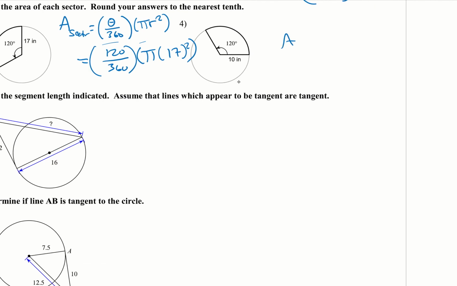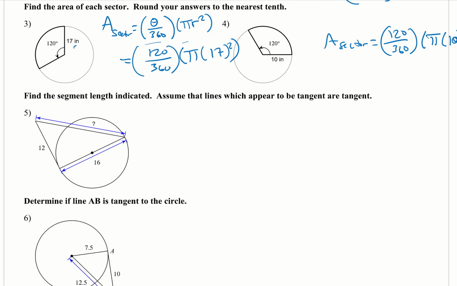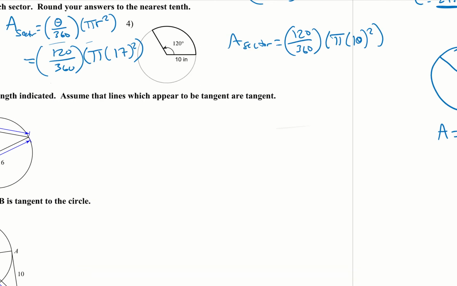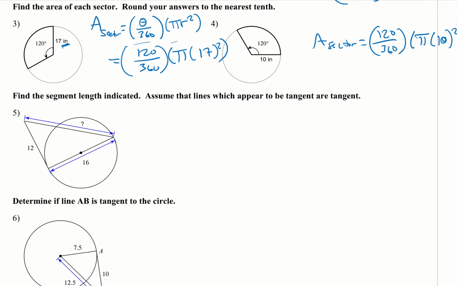Now the area of the sector here, we're still going to plug in the numbers. We got 120 over 360 times pi r squared. And remember that the area is going to be given in inches squared. Since you're squaring the inches, the answer is going to be inches squared. Same thing here, in inches squared.